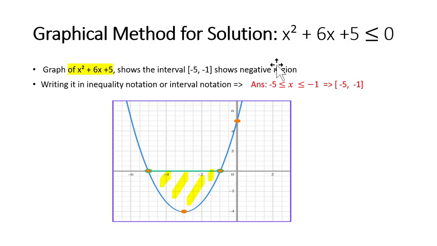So we're looking for the interval where x squared plus 6x plus 5 is less than or equal to 0. Here y equals 0. So y less than 0 means this region, the shaded area in yellow. The answer is x between minus 5 and minus 1. But those numbers should be included, so we use brackets in the interval notation.